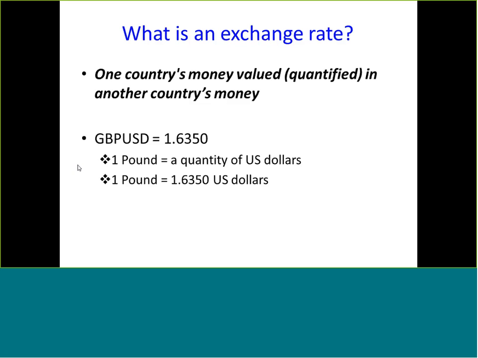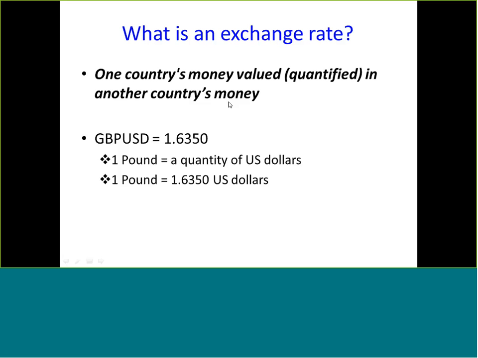You're just looking at two currencies. The first currency in the pair is what's being valued, and the second currency in this two-currency pair is what it's being valued in. So the pound is being valued in dollars. If you bet on the exchange rate of the pound-dollar currency pair, which has an exchange rate of 163.50, and you're betting on that going up, you're saying that this number is going to get bigger.